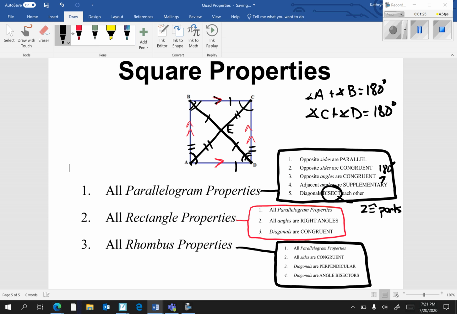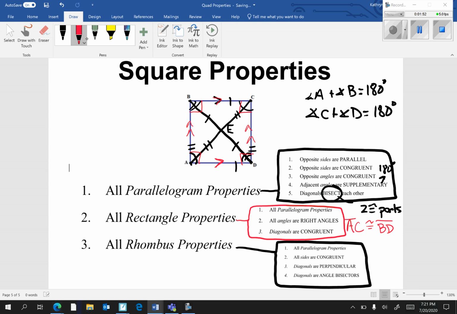We also know that a square has all the properties of a rectangle, which means all angles are right angles. So angle B, angle C, angle D, and angle A are all right angles. They're 90 degrees. Diagonals are also congruent, making AC congruent to diagonal BD.